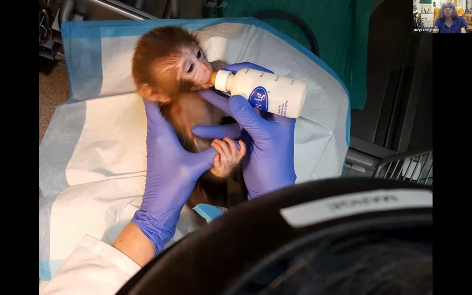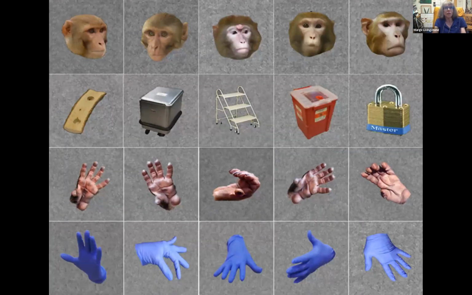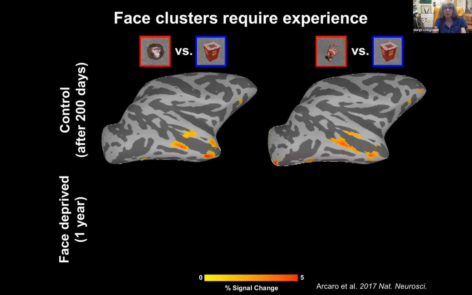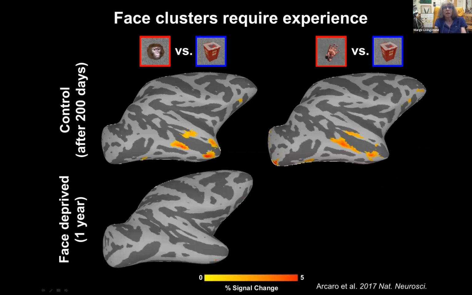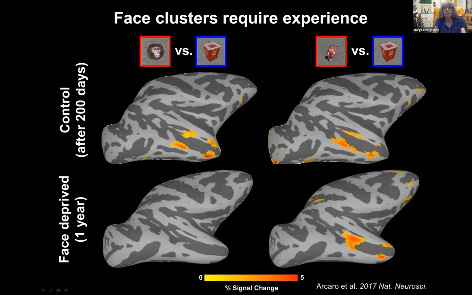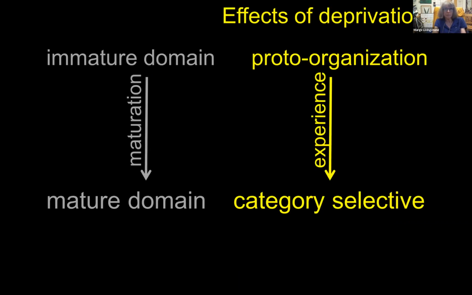So we showed them images of things that they saw a lot of, like hands, human hands, monkey hands, and familiar objects. So control monkeys have face domains, and adjacent to that, they have hand domains. Face-deprived monkeys have no face domains, but they have hand domains, and if anything, stronger hand domains than control animals. And they had normal scene and body domains. So experience must be necessary for domain formation.